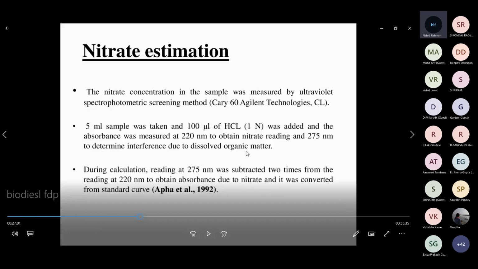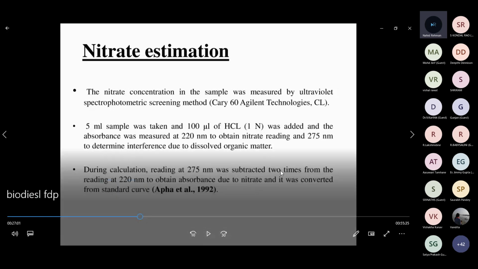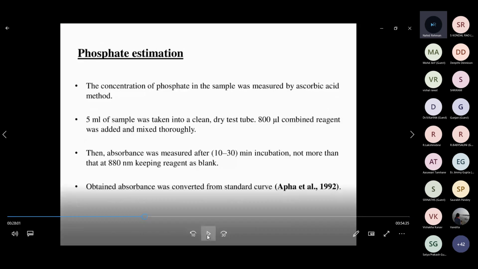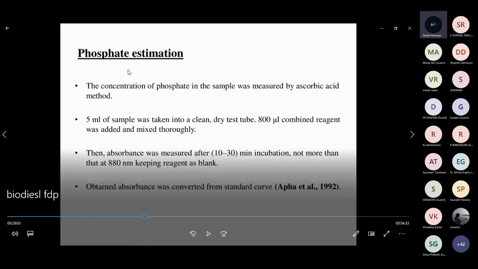Okay, so we did the subtraction two times, and it was compared with the standard curve to know the exact value of nitrate present in the medium.